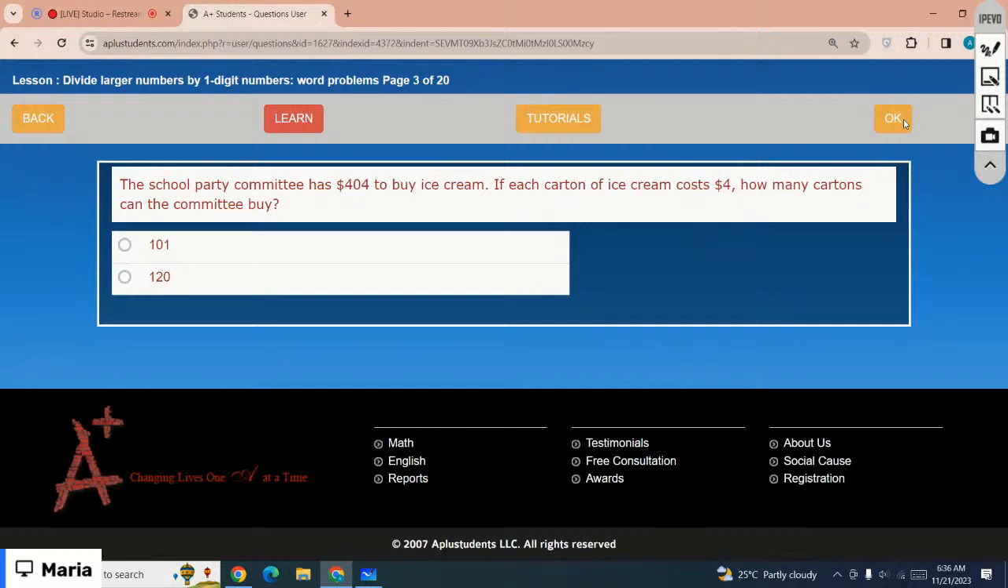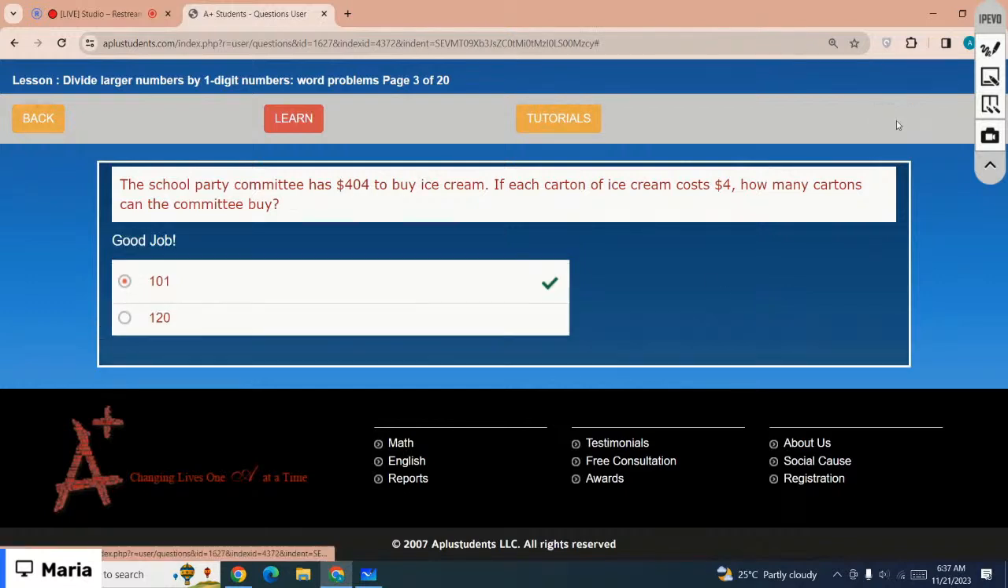The school party committee has $404 to buy ice cream. If a carton of ice cream costs $4, how many cartons can the committee buy? Which is the correct option? Yes, the correct option is 101. 404 divided by 4 is 101.